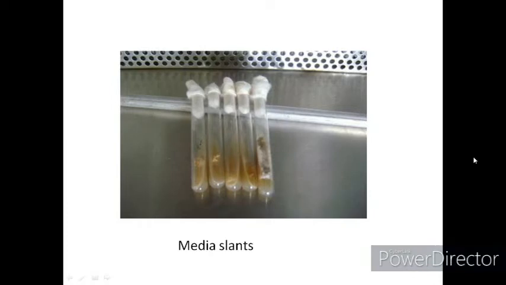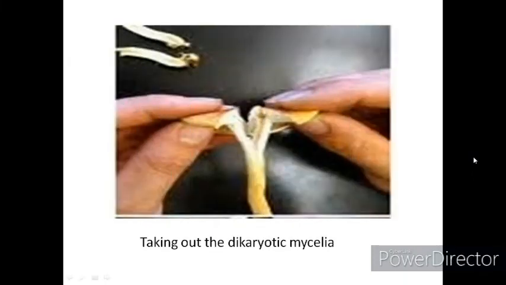Okay. So when we prepare this culture media, we sterilize, we autoclave, and we pour into clean test tubes and prepare media slants where we'll do tissue culture or mycelia culture. Then we take fresh mushrooms from the field and we take dikaryotic hyphae in the laminar flow chamber. You can see from which portion the dikaryotic hyphae is being taken out.